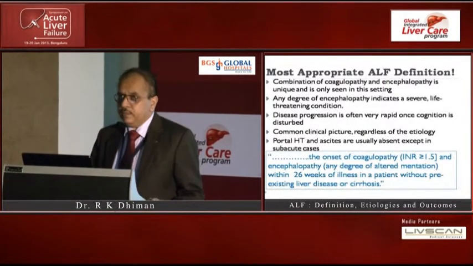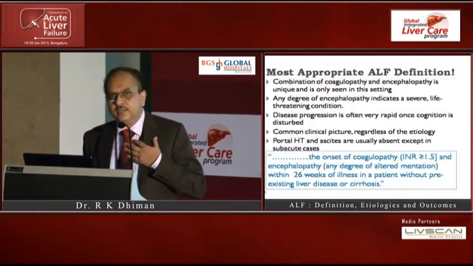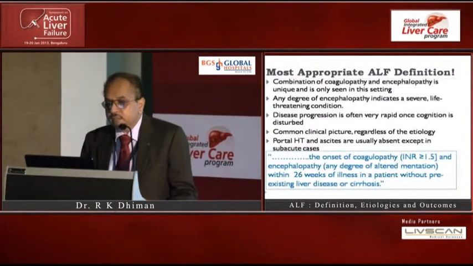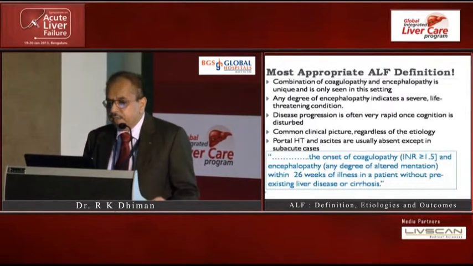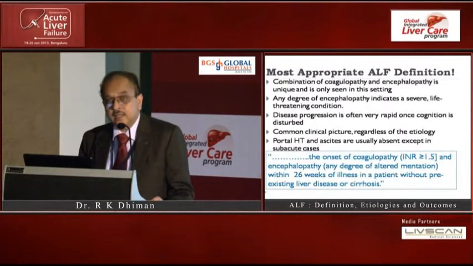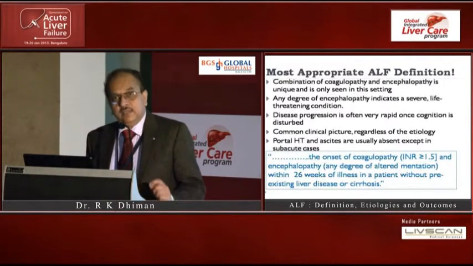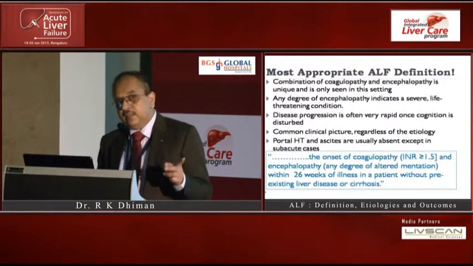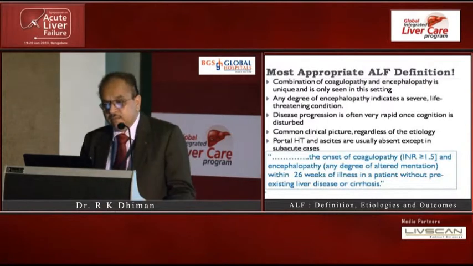So what is the most appropriate definition? What I personally feel is that the combination of the coagulopathy and the encephalopathy is unique and is only seen in this setting, if there is no underlying liver disease. Coagulopathy and encephalopathy, that is very important.